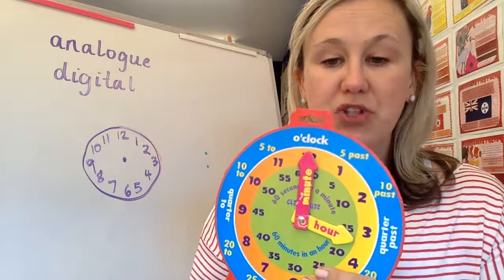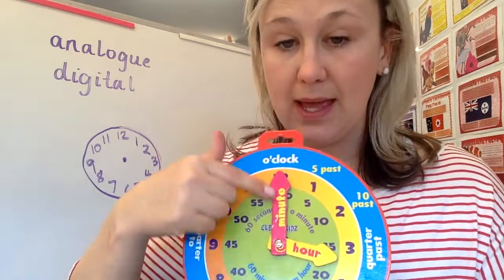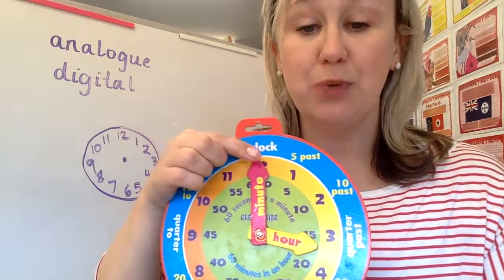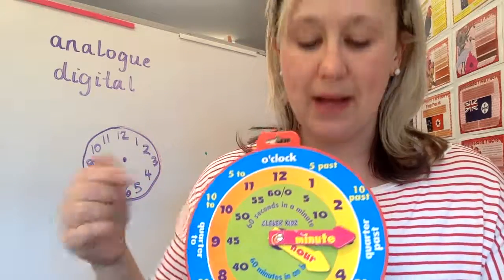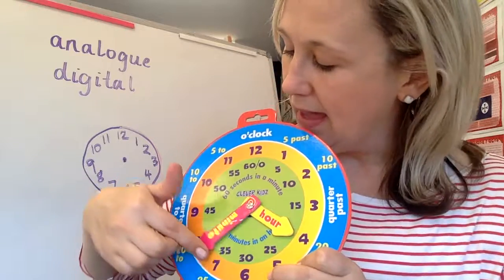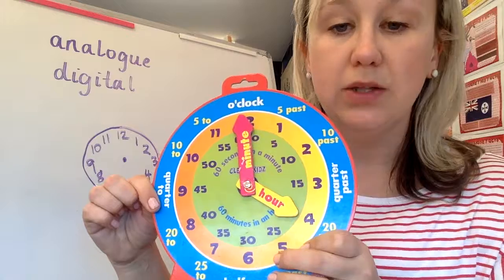So, how do we tell the time? As I said before, there are two hands, the minute hand and the hour hand. If the big hand, or the minute hand, is pointing at the 12, it's something o'clock. At the 3, it's quarter past something. At the 6, it's half past something. At the 9, it's quarter to something. And at the 12, it's o'clock.